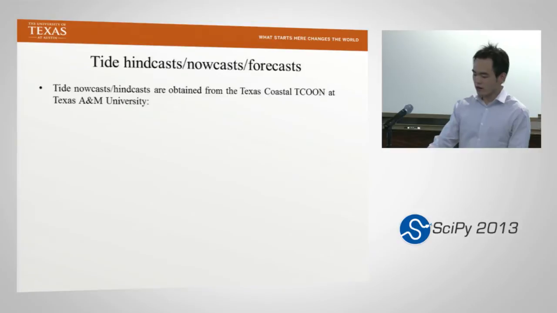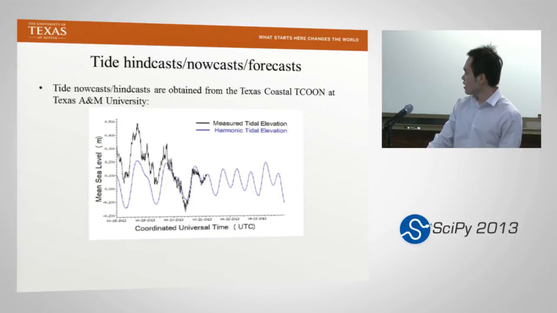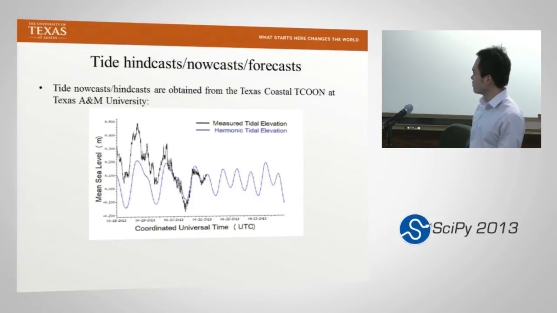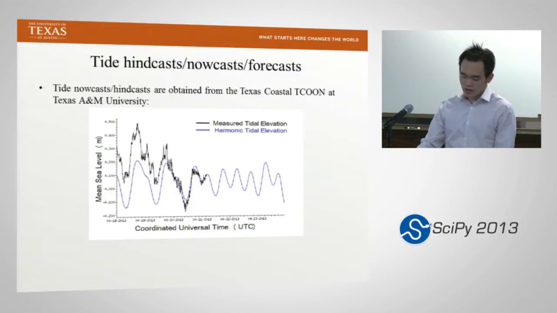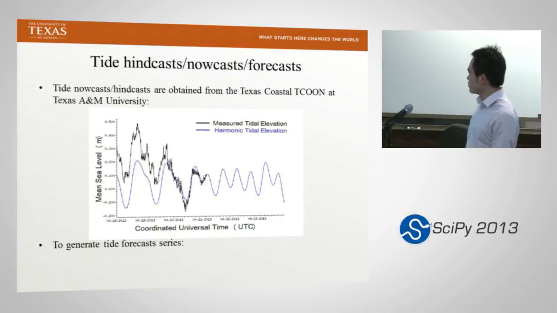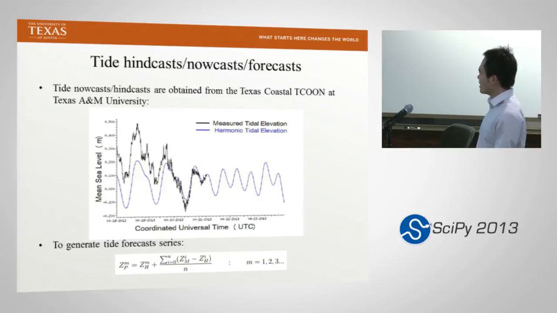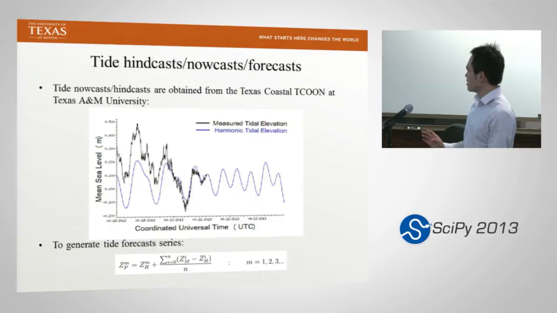And our tide data are also obtained at Texas A&M University at Galveston. The raw data look like this, where the black curve represents the measured tidal elevation, and the blue curve represents the harmonic tidal elevation correspondingly. To generate the forecast series of tide, we use the formula right here. Basically, we add the harmonic tide elevation to the mean difference between the measured tide elevation and harmonic tide elevation over a certain time period.